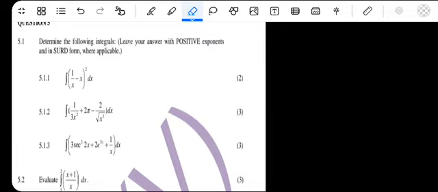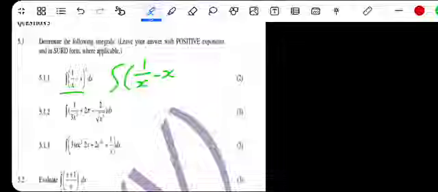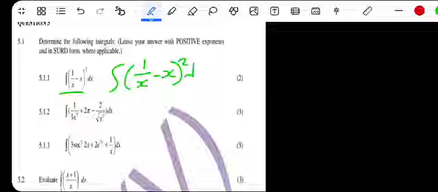5.1 says determine the following integral. Leave your answer with positive exponents and in SEP form where applicable. So 5.1.1, we're given this integral there, the integral of 1 over x minus x squared dx.